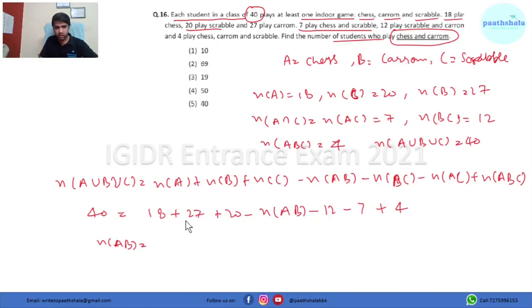NAB equals 18 plus 27, which comes out to be 45. 45 plus 20 is 65, and minus 12 minus 7 is minus 19, plus 4, and I'm transferring this 40 to this side, so minus 40 as well. So this will come out to be 69 minus 40 minus 19, which is minus 59. So the answer will be 10. So option 1 is the right option.